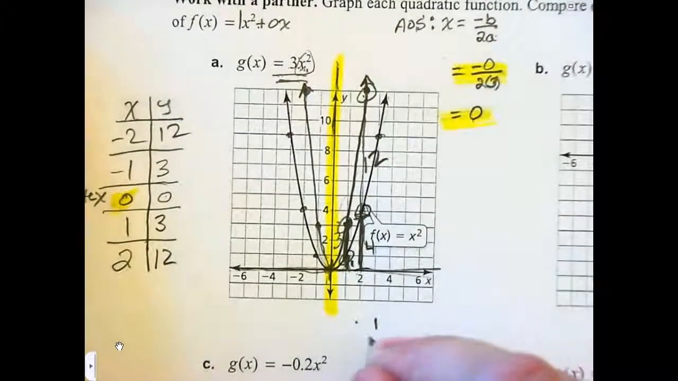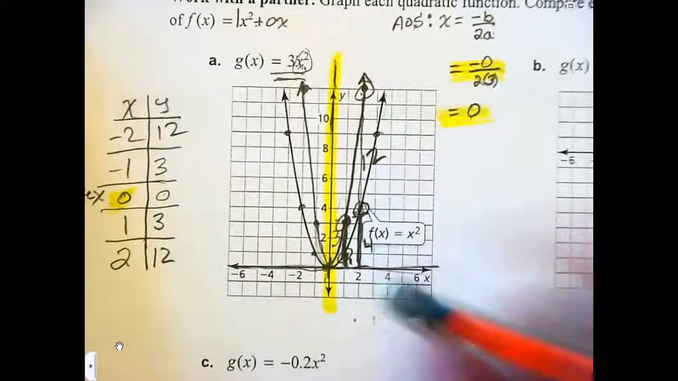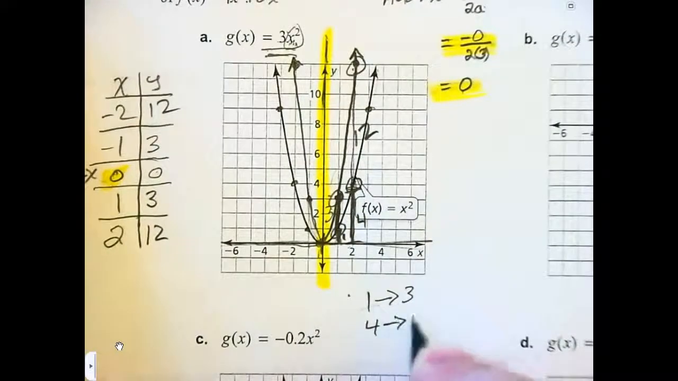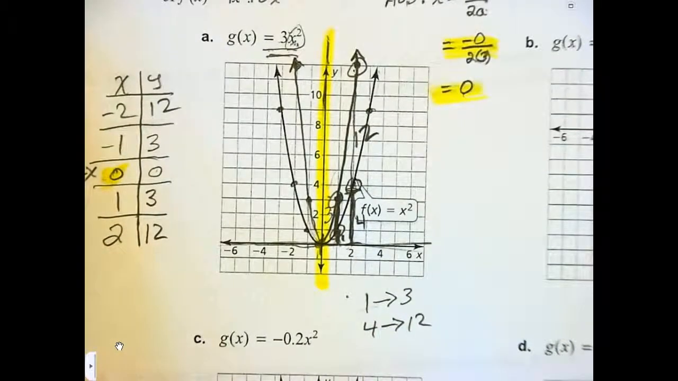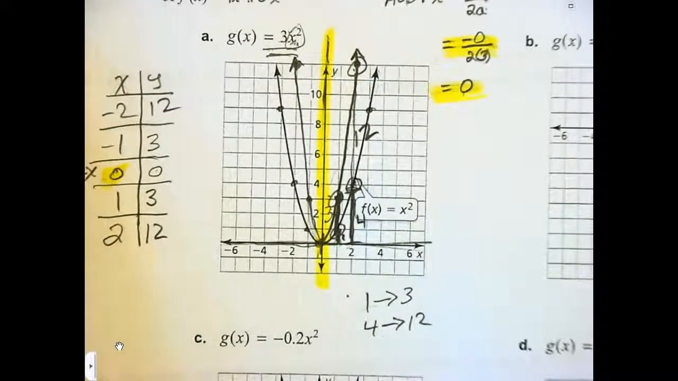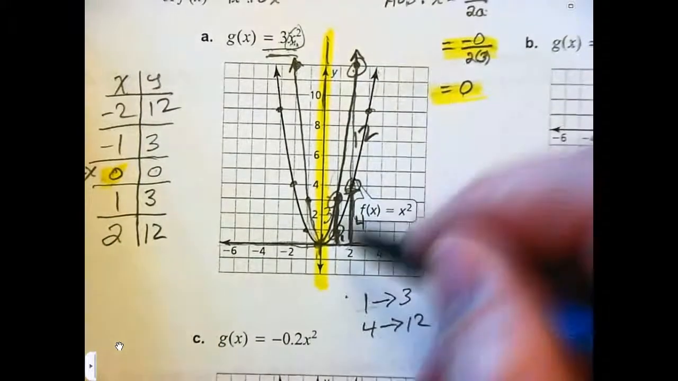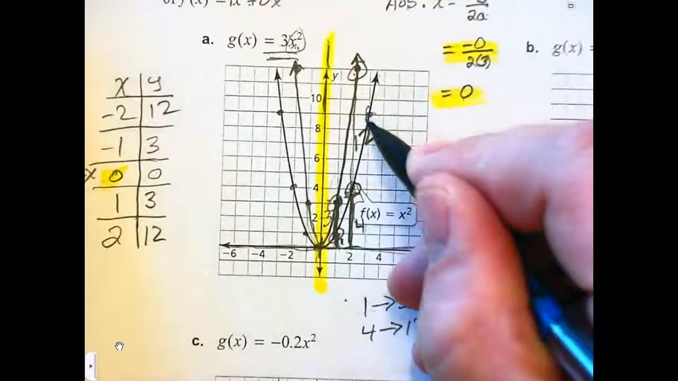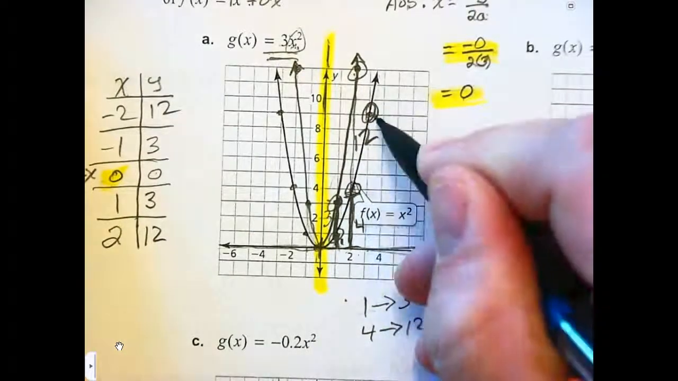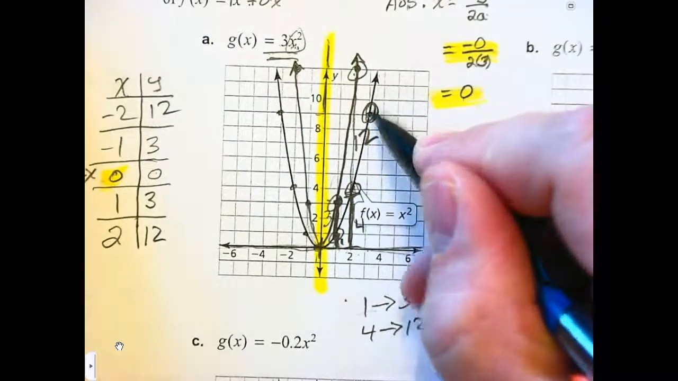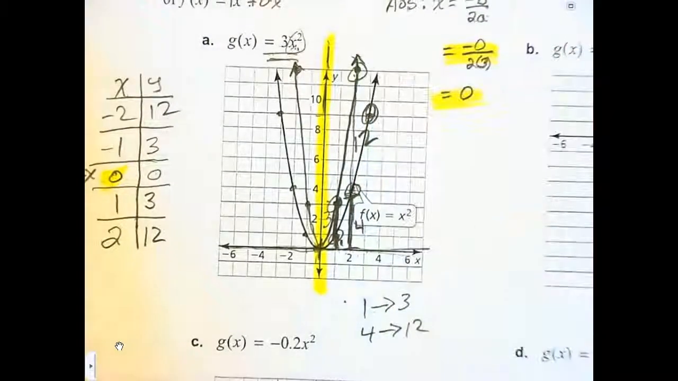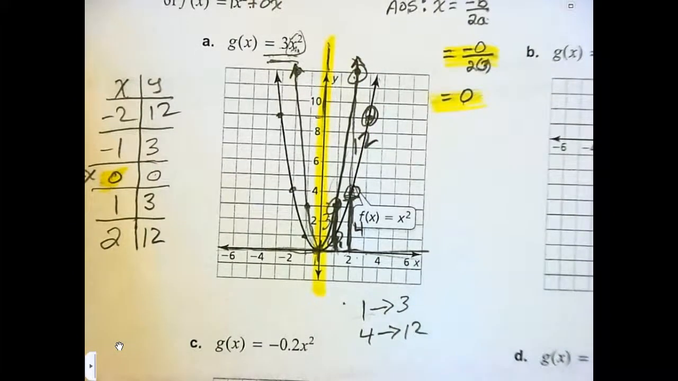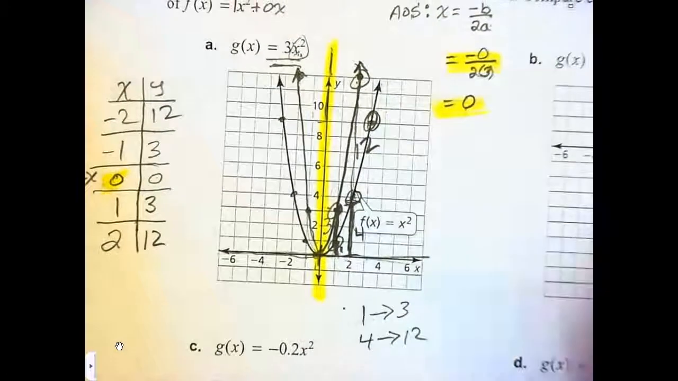If you're going from 1 to 3, and then 4 to 12, how am I getting there? Yeah, multiplying by 3. These points are going up 3 times as fast. So if I know that this one is at 9, tell your neighbor where the point would be for the next one if I was graphing it on this line. Yeah, 9 times 3, right? 27. It's going up 3 times as fast.